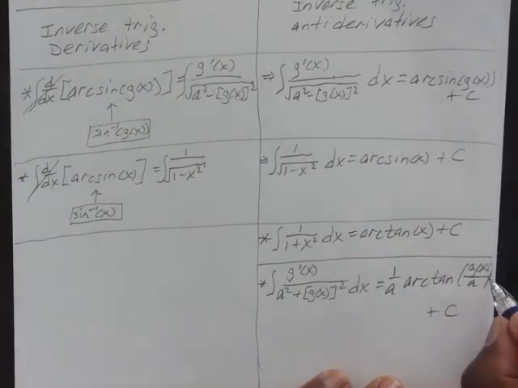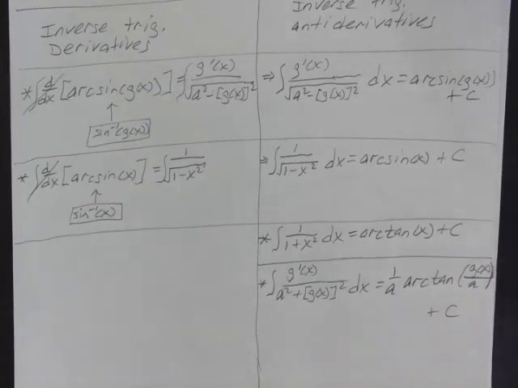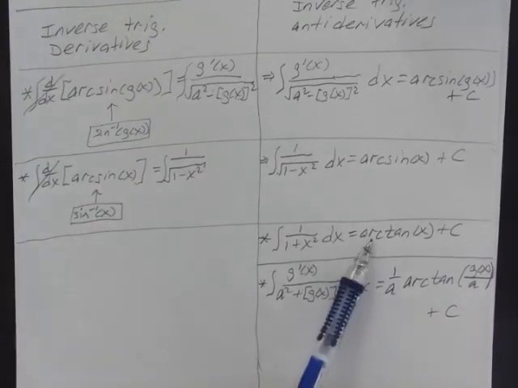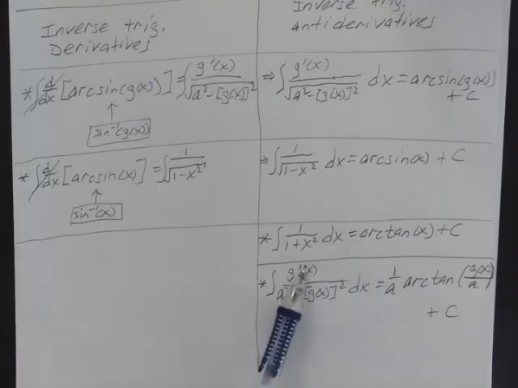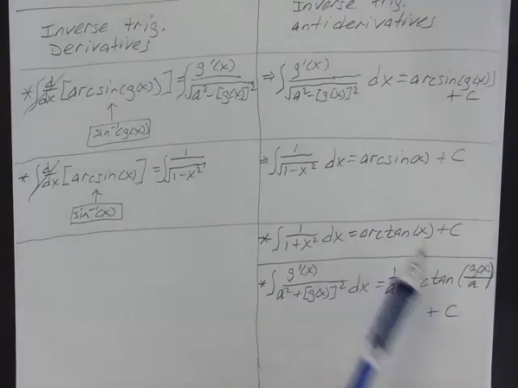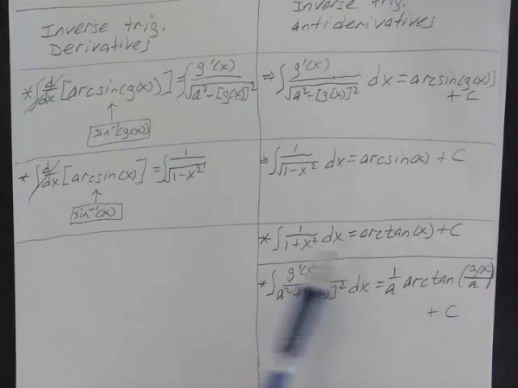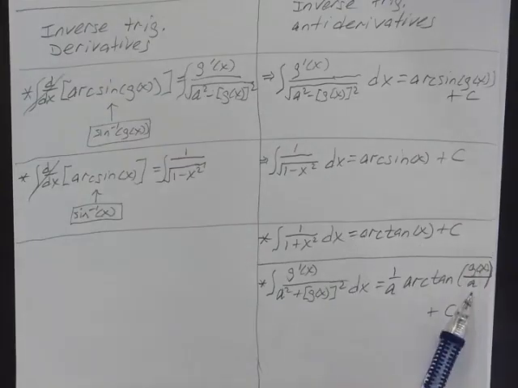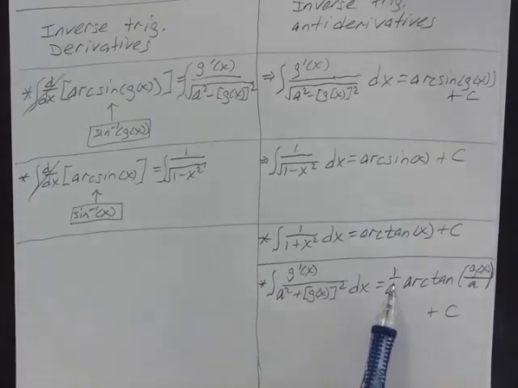Okay, let's see if I can close that up a little bit. Here we go. And with the arctangent, the only difference is your g of x is x and your a is 1. So that's just x over 1, which is how you got the x. And here, 1 over 1 would just be 1.